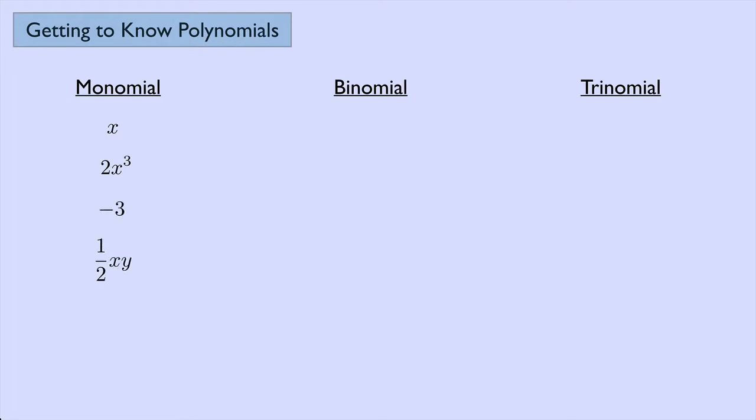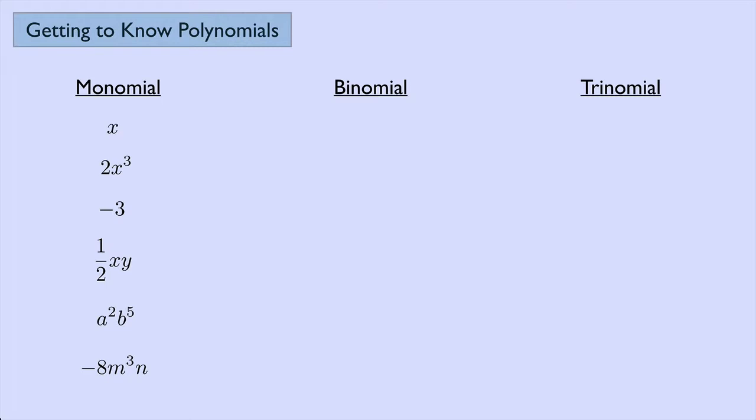There's a lot of terminology associated with polynomials. For example, we have things called monomials, binomials, and trinomials. So monomials are things that consist of just one term, like x, or 2x cubed, or -3, or 1/2 xy, a squared, b to the fifth, and -8 m cubed times n. Those are all monomials. So contrast that with binomials.